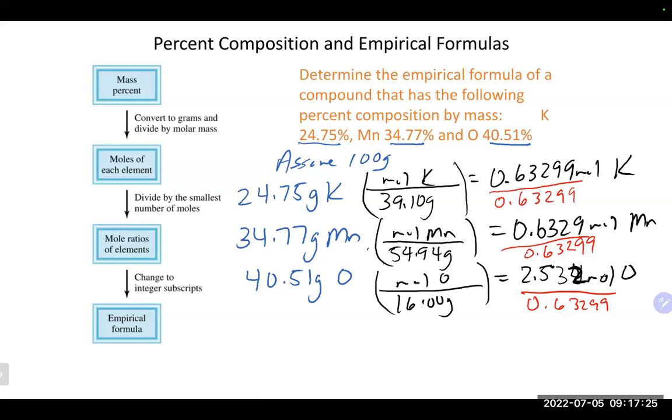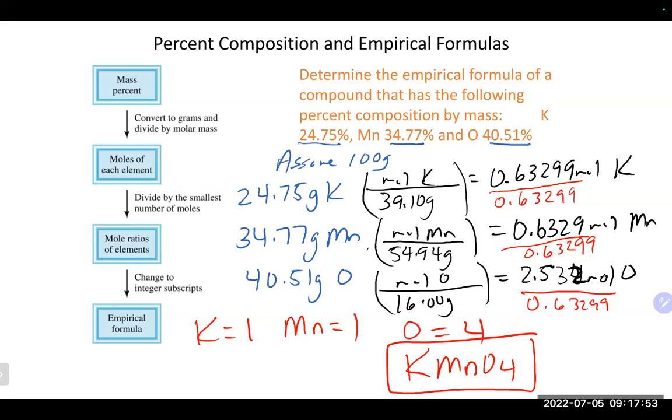0.63299. In this case, when we do that, that is going to give us for potassium 1, that's going to give us for Mn 1, and obviously here gets us about a 4 for our oxygen. We did hit whole numbers on all of those. That means that our empirical formula here would be KMnO4, potassium permanganate in this case. Any question on any of those steps there?